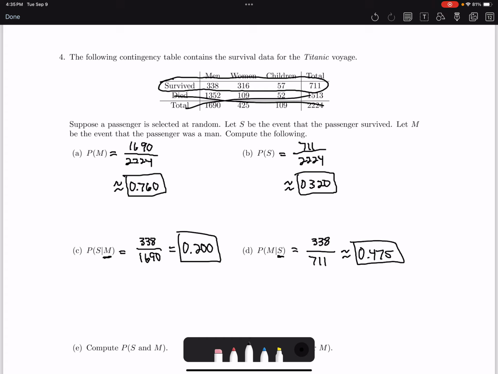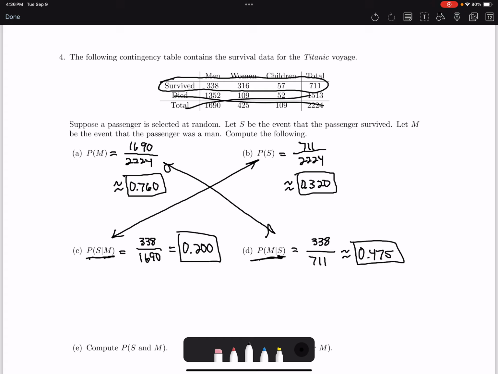Okay, so once again, we can see that the probability of S given M is not the same thing as the probability of M given S. But unlike the previous example, notice that the probability of S given M and the probability of S are not the same thing in this example, right? And the probability of M and the probability of M given S are also not the same thing in this example, which tells us that M and S are not independent in this case, right?